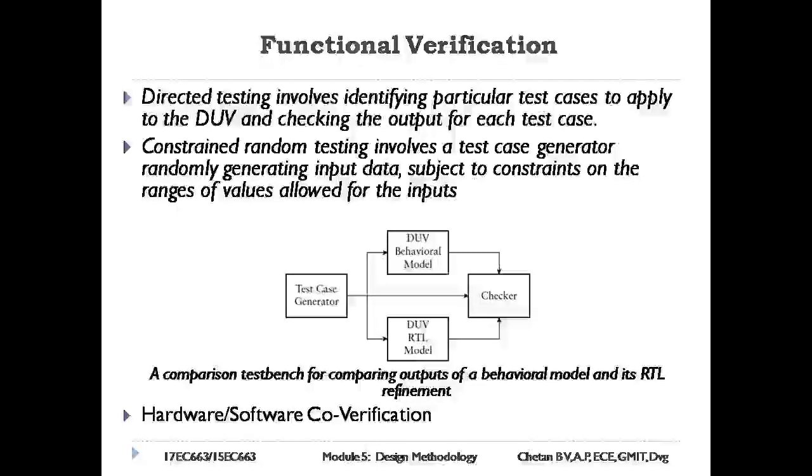Both techniques require checkers that ensure that the DUV produces the correct outputs for each applied test case. A comparison test bench is shown in the figure. It verifies that the implementation has the same functionality as the behavioral model. Directed and constrained random testing are both simulation-based verification techniques. They are not feasible to attain complete coverage. It is not possible to attain 100% coverage.